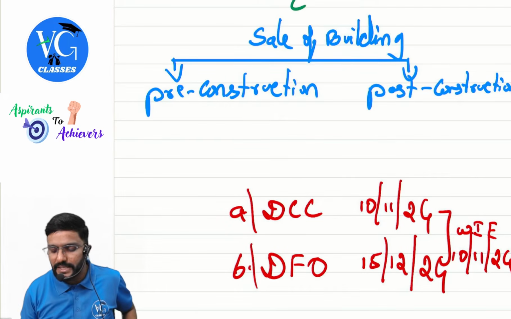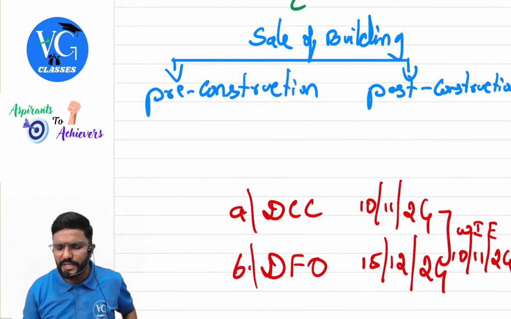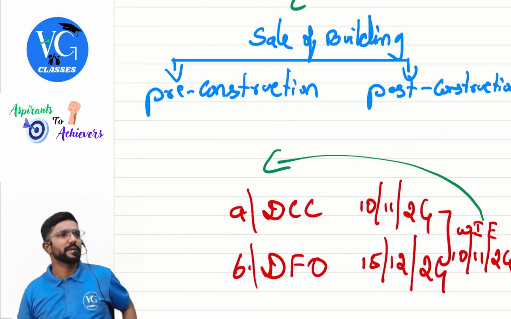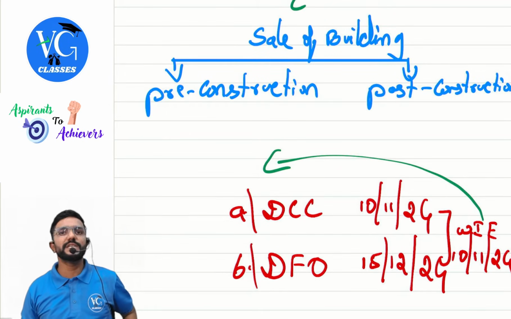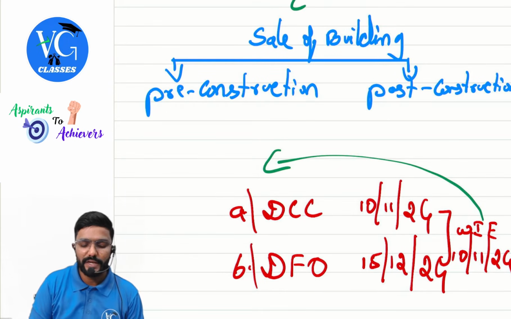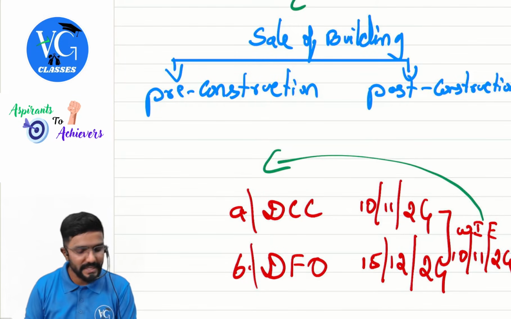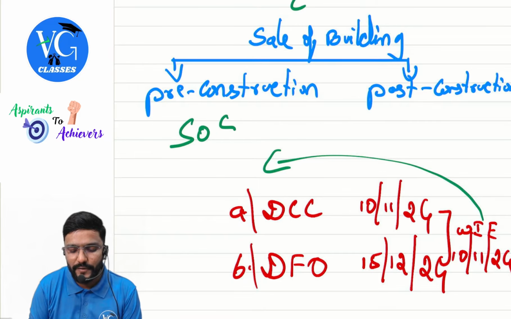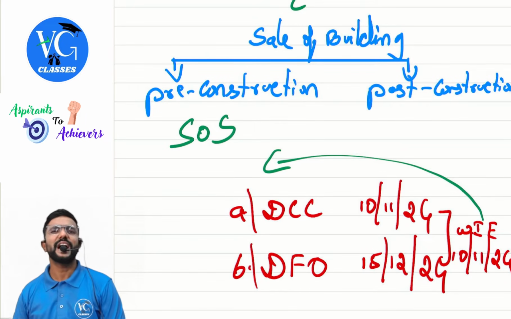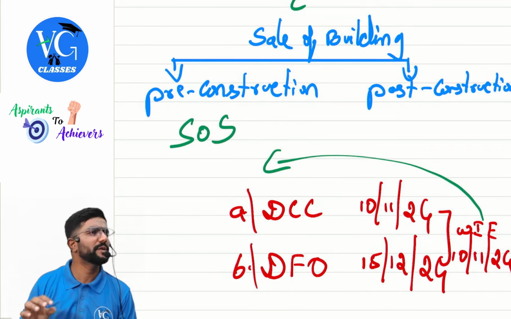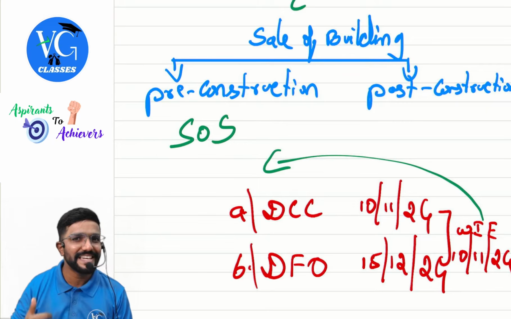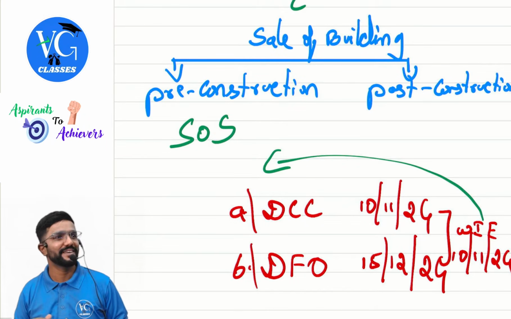Even if part of the consideration is received before this, then it is said to be what? Pre-construction building. Is it a supply? Yes, supply of services. Sir, you told goods will not include immovable property. Yes, see the strategy played by the government.